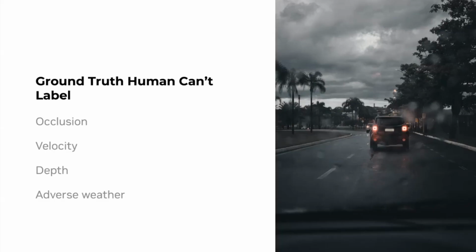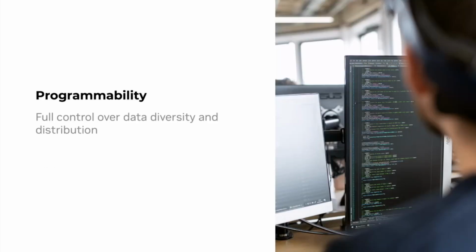So first of all, with synthetic data, we can address the ground truths which humans cannot label, like think of occlusions, some adverse weather conditions, and also there are some indirect features like velocity, speed, direction of movement, and depth. You can address all of those with synthetic data.